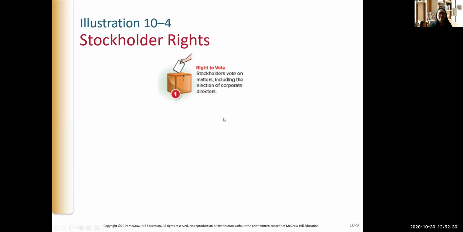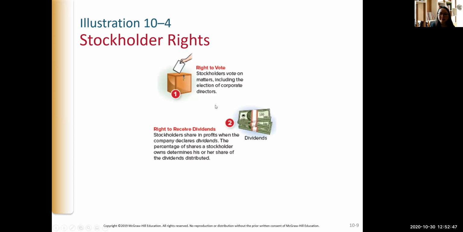Okay, so then you ask me if I am a stockholder, what are my rights? Your rights include, first, you can vote, right? You can vote on matters such as who you want to select as your corporate director, who should be on the board. And second, you have a right to receive a dividend. Stockholders share the profits when the company declares a dividend. The percentage of shares a stockholder owns determines his or her share of the dividend distributed.